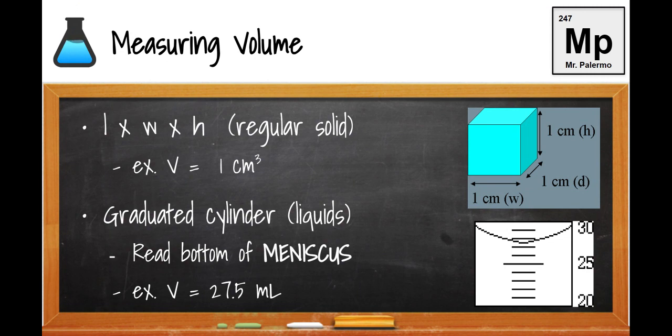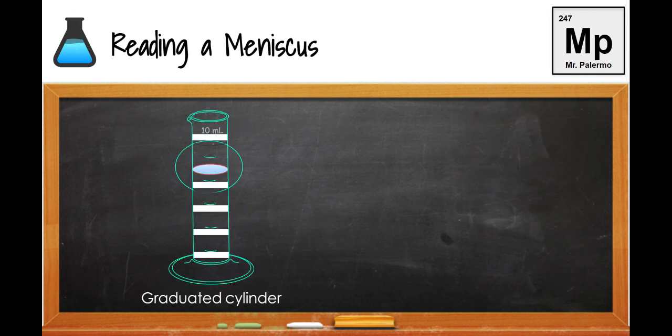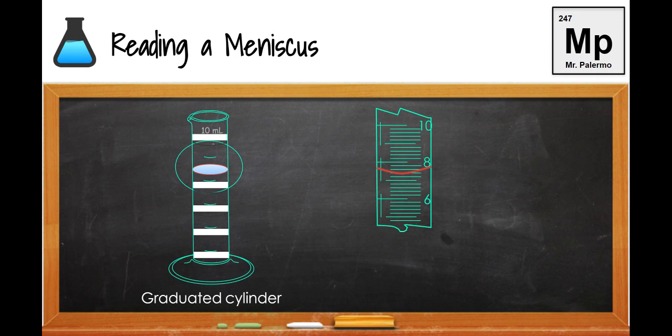So we're going to do that by measuring it through water displacement. Just as a reminder, if we look at this graduated cylinder, we read from the bottom of the meniscus, and this graduated cylinder is marked every milliliter, so we estimate that next decimal place. So it is definitely 27, and then we estimate it to be 0.5. Just a little review on reading a meniscus.